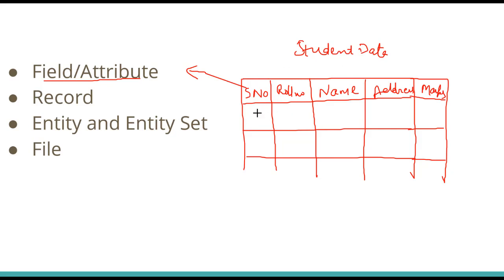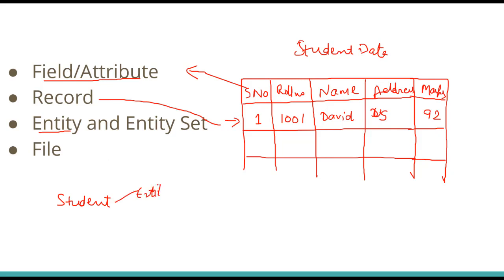Now each student will have different values. Let's say the serial number is 1, roll number 1001, name David, address US, and marks 92. This particular list of all the fields, the collection of all the fields, is known as a record because it defines one entity, a student. In this table we have student as an entity which has different properties known as fields or attributes, and the collection of field values for a particular student is known as a record.